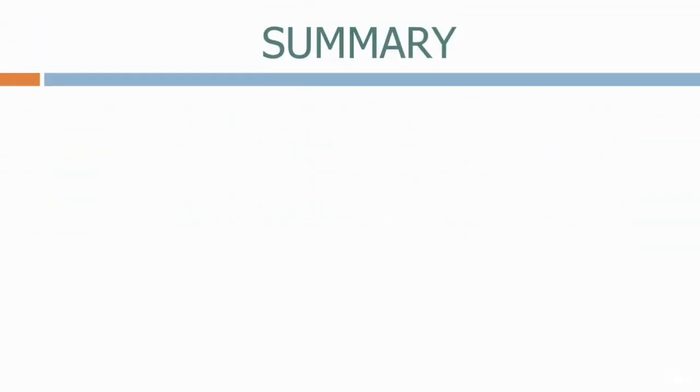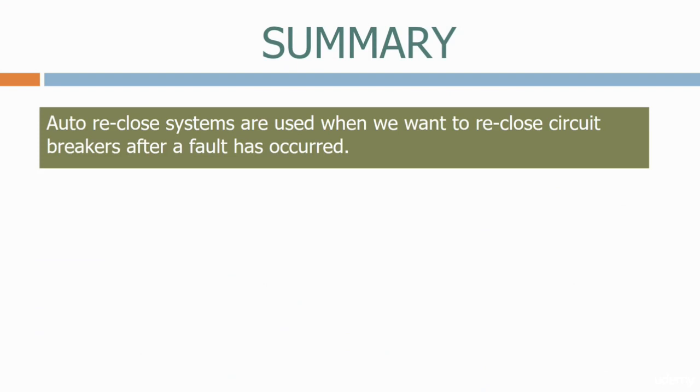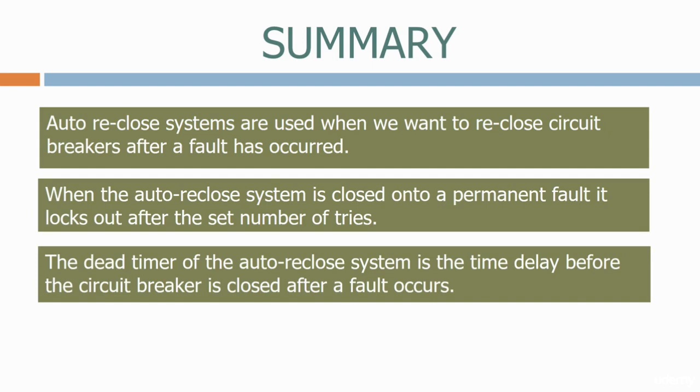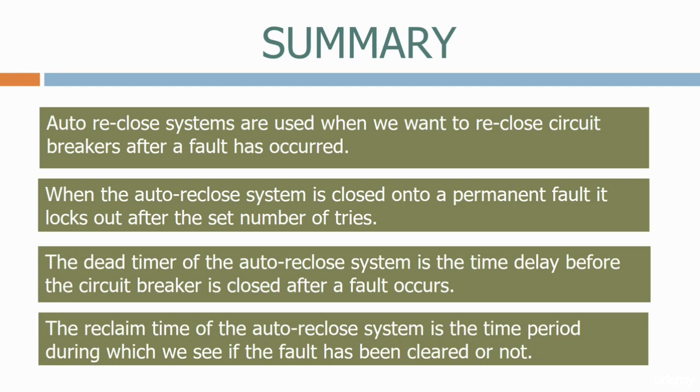Let's summarize what we've learned today. Auto-reclose systems are used when we want to reclose circuit breakers after a fault has occurred. When the auto-reclose system is closed onto a permanent fault, it locks out after the set number of tries. The dead time of the auto-reclose system is the time delay before the circuit breaker is closed after a fault occurs. The reclaim time of the auto-reclose system is the time period during which we see if the fault has been cleared or not.